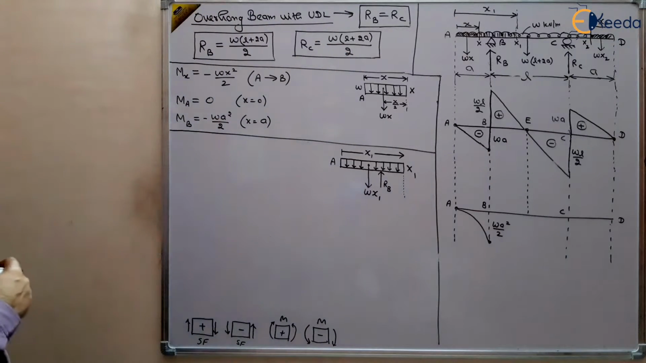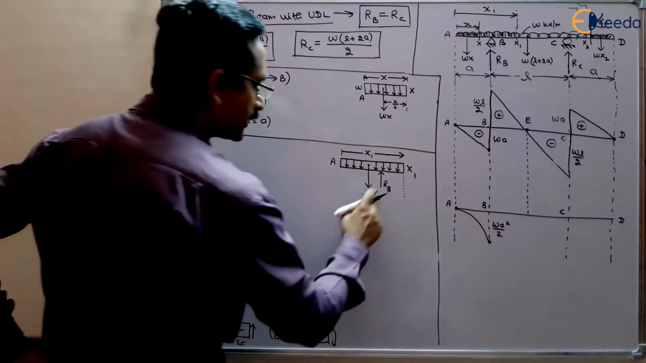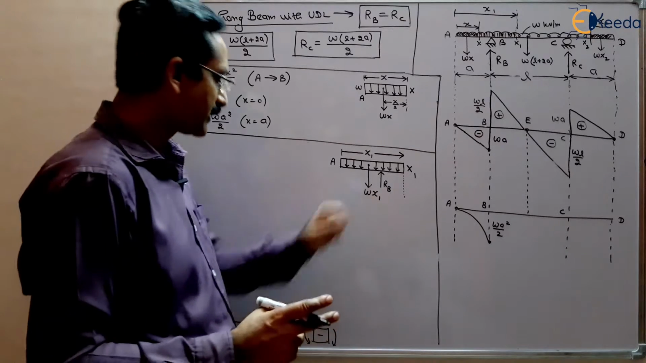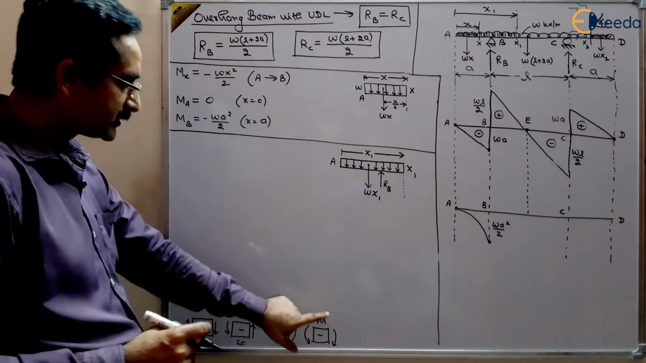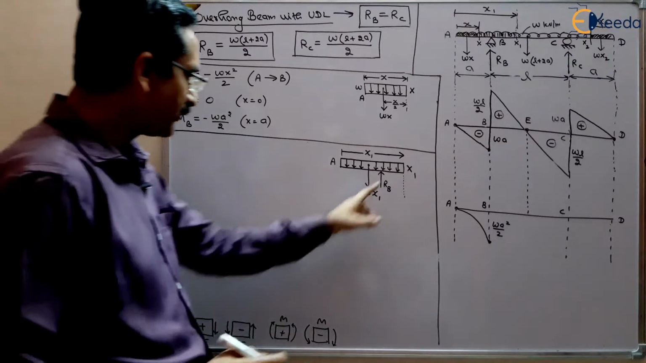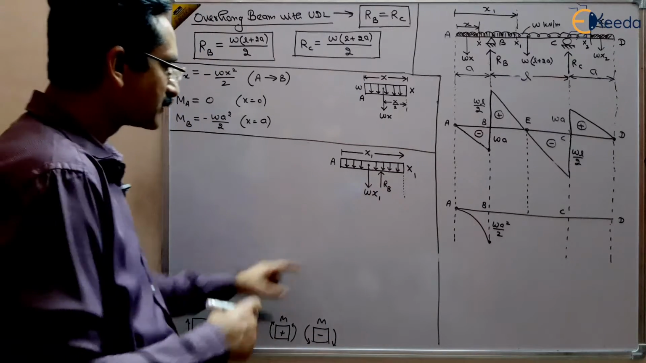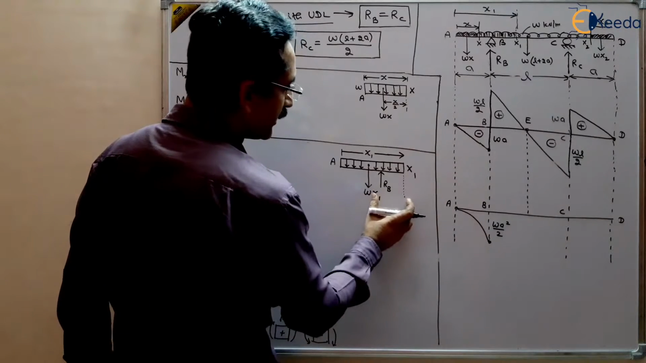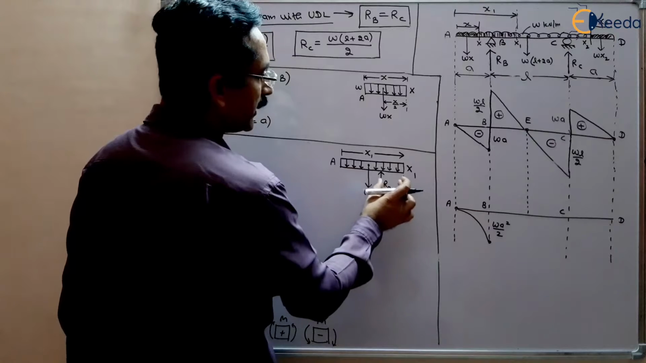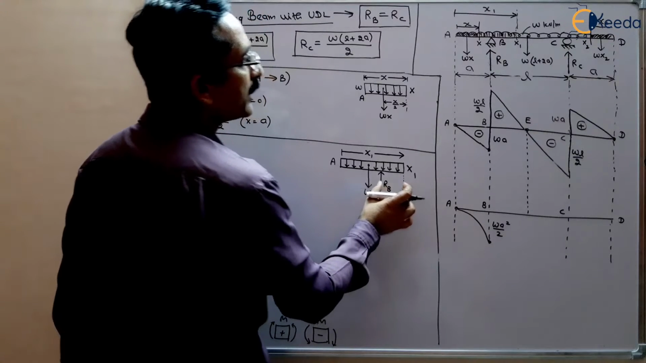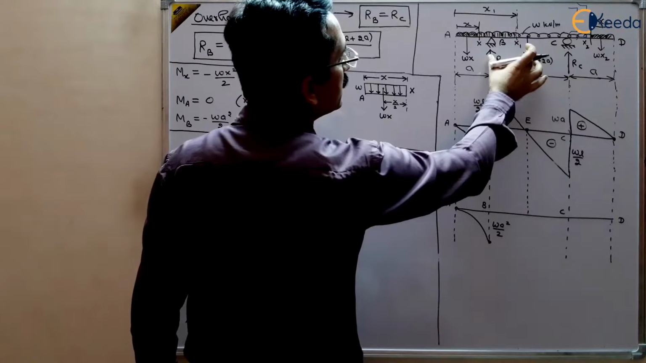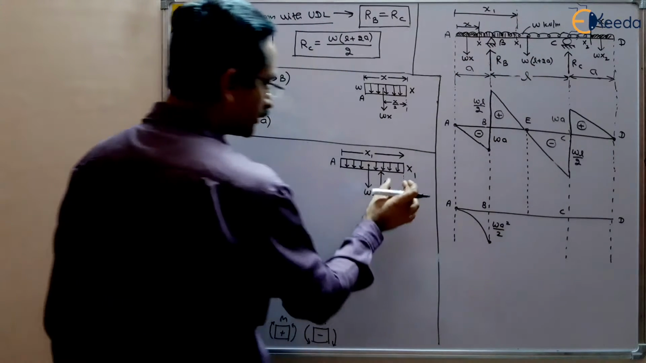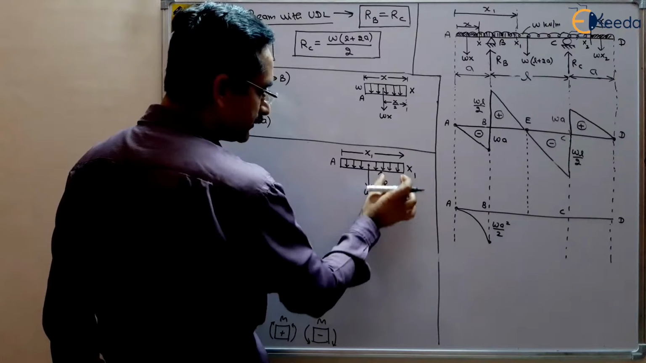So there are two forces, Wx1 and RB, and we have to take the moment of both the forces. Wx1 is negative because it is anti-clockwise on the left, and RB will be positive moment because it is clockwise at the left, right? What is the distance of Wx1 from x1? This is x1 by 2. And what is the distance of RB from x1? It will be x1 minus a.